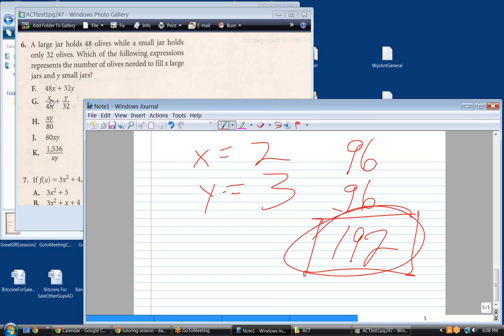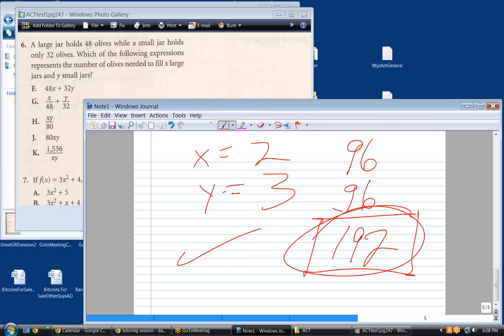Notice that G wouldn't, H wouldn't, J wouldn't, and K wouldn't. But the one that definitely does come out to be 192 is F. 2 times 48 is 96. 3 times 32 is 96. Add those 2 together, you get 192. And we know that's what the answer has to be as long as X is 2 and Y is 3.